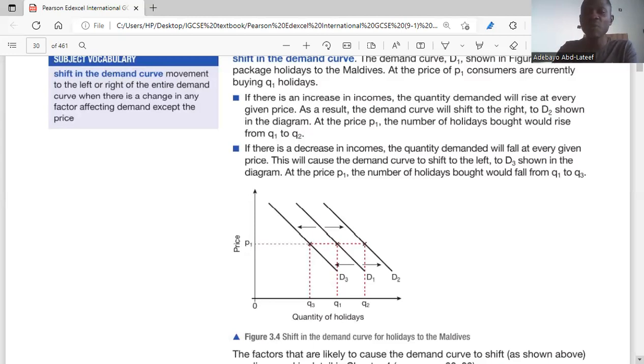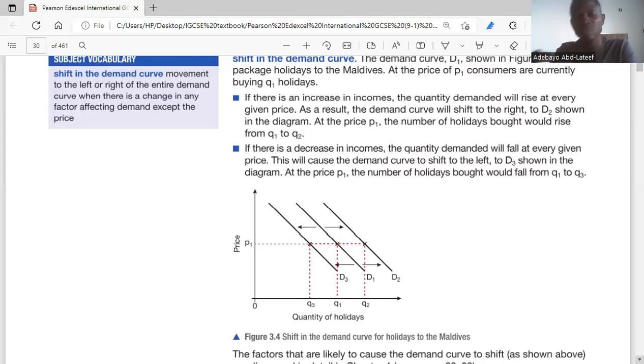So if it falls, that means it's going to shift leftward from D1 to D3. And the quantity of holiday bought will contract, will reduce from Q1 to Q3. But an increase in the level of income will increase the quantity demanded for holiday in Maldives, which will shift the demand curve rightward from D1 to D2. And the quantity demanded will increase from Q1 to Q2. That is, if holiday in Maldives is considered a normal good.